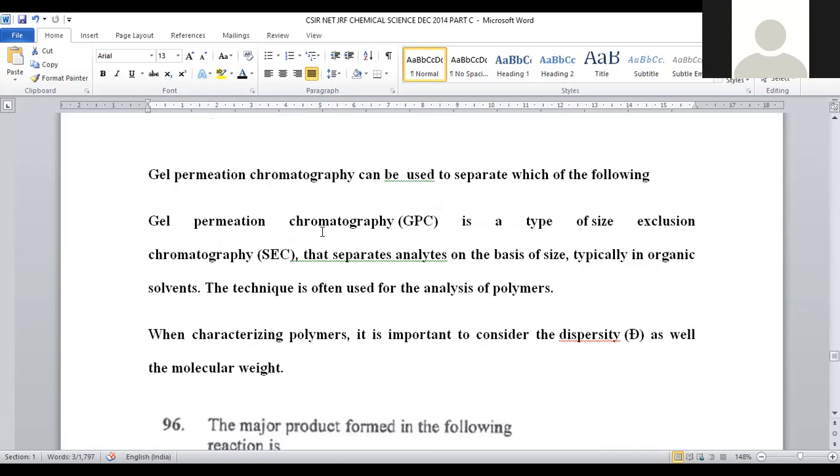And let us see what is meant by gel permeation chromatography. Gel permeation chromatography is used for the separation of compounds based on size exclusion, which separates analytes based on size, typically in organic solvents. The technique is often used for the analysis of polymers. Polymer analysis is mainly carried out by this one, right?